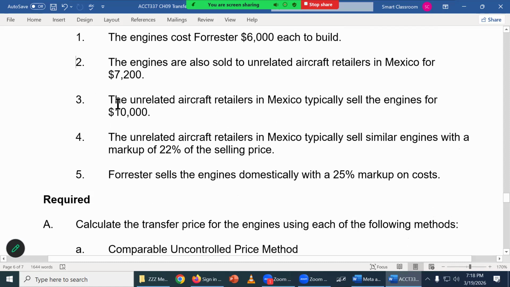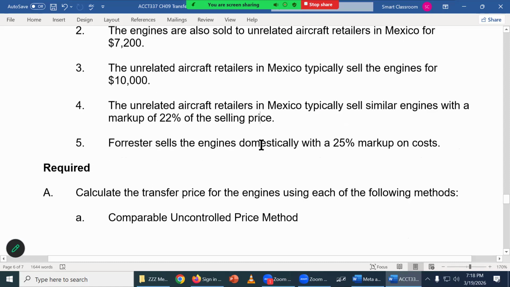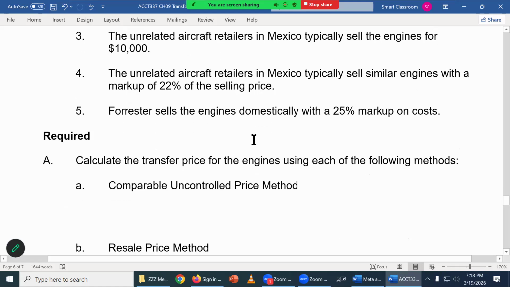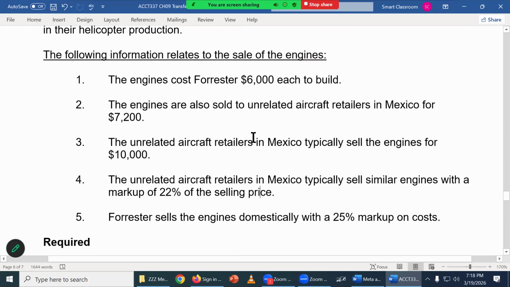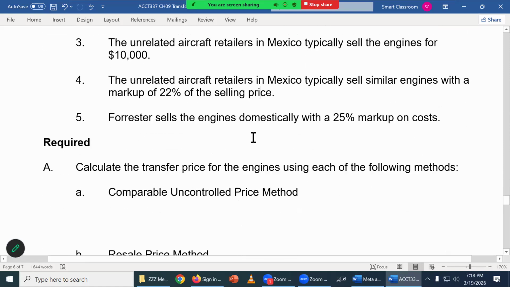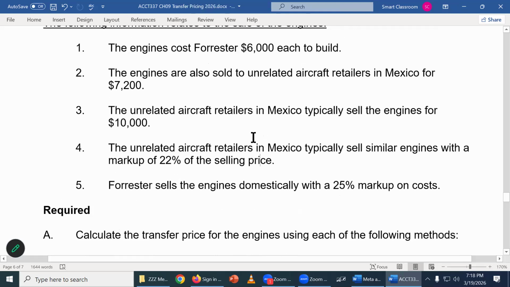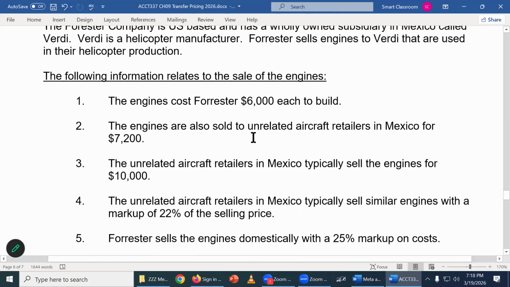They couldn't put this all in one. These are all the same thing. So the unrelated aircraft retailers typically sell similar engines with a markup of 22%. Forester sells the engines domestically with a 25% markup on cost. Okay. Comparable uncontrolled price method would be which one? Which would be?